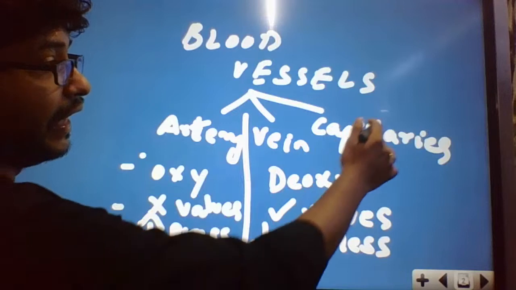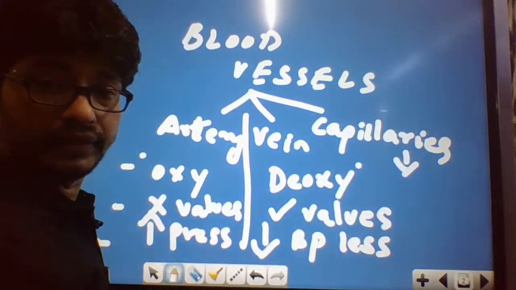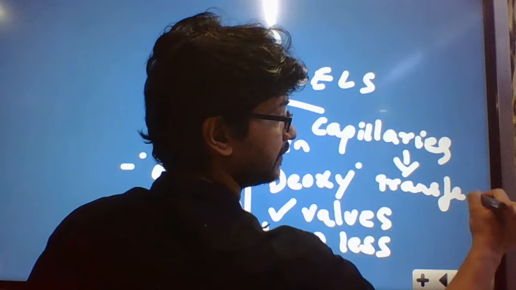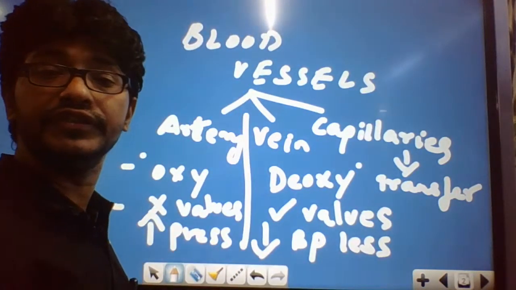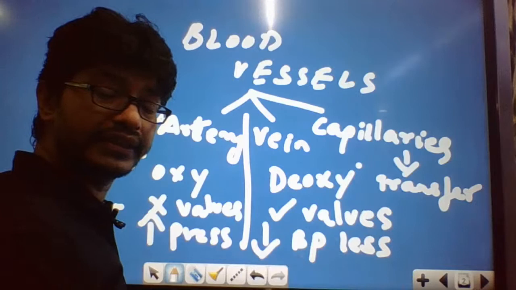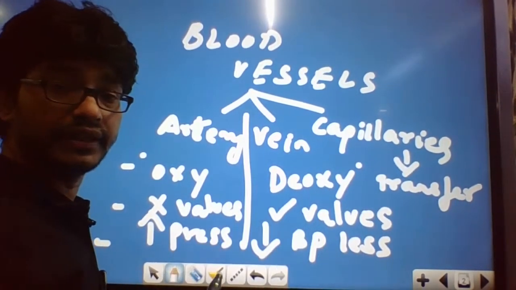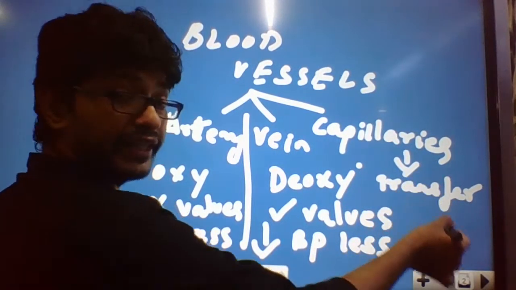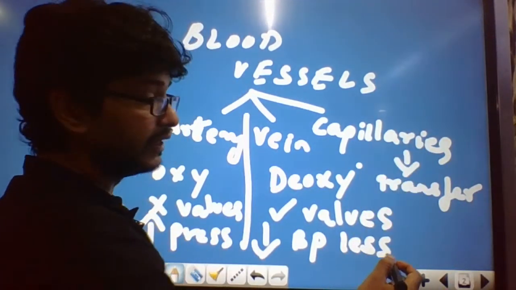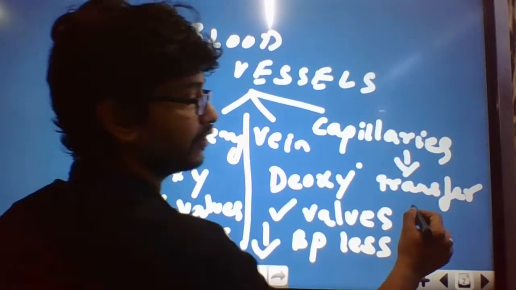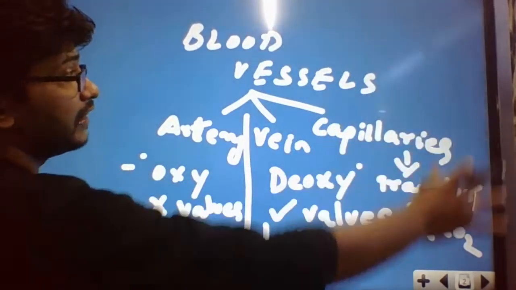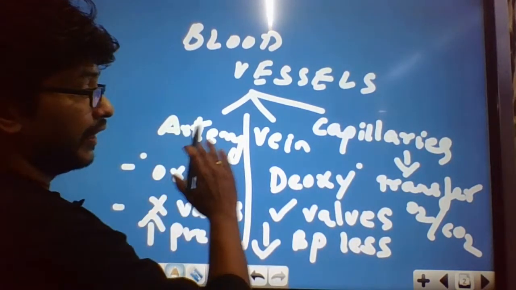So these are the main differences. Coming to the capillary, what are the main functions of capillaries? Capillaries transfer the nutrients to the tissues. The tissues need oxygen, so the oxygen is transferred to the tissues. The cells present in the tissues take up the oxygen and give out carbon dioxide. So the gaseous exchange takes place in capillaries, as well as the transfer of nutrients or metabolic substances, like mineral salts, and gases like oxygen and carbon dioxide. So this is how the blood vessels are classified into arteries, veins, and capillaries.